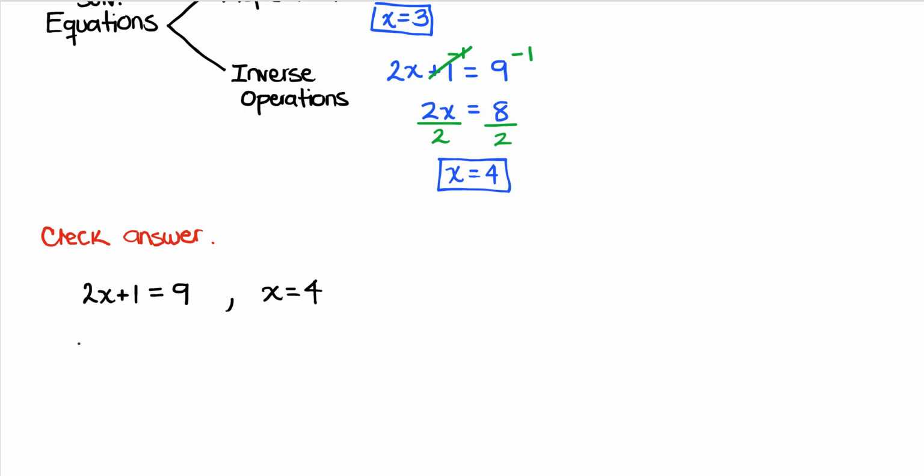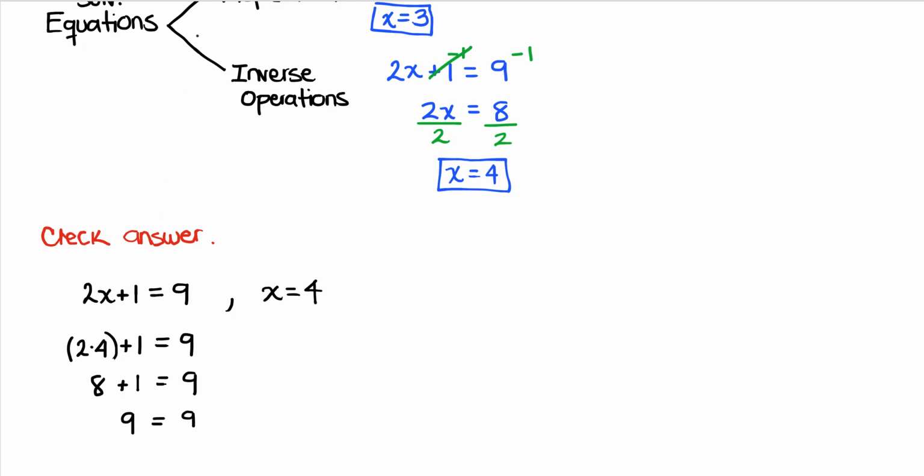So when we do that, I do 2 times 4 plus 1 equals 9. And then I solve this. 2 times 4 is 8, plus 1 is equal to 9. So 8 plus 1 equals 9, and 9 equals 9.